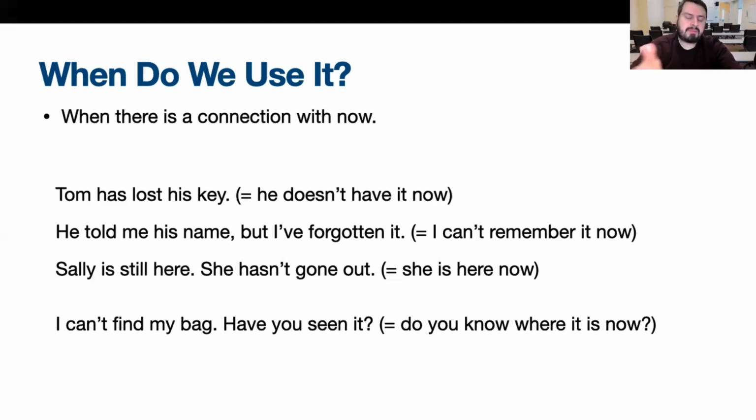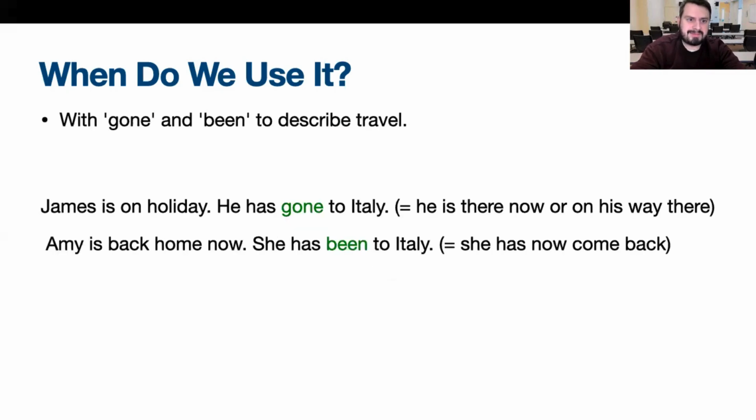Now, of course, in some of these situations, you could change the present perfect and use a different tense. Like we can say, Sally is here now. He told me his name. I can't remember it now. But if you want to become a better English student, to pass better tests and show that you are so great at English, then using different grammar forms will definitely help you. That's why we need to learn it. Also, your friends and family will be impressed with you.